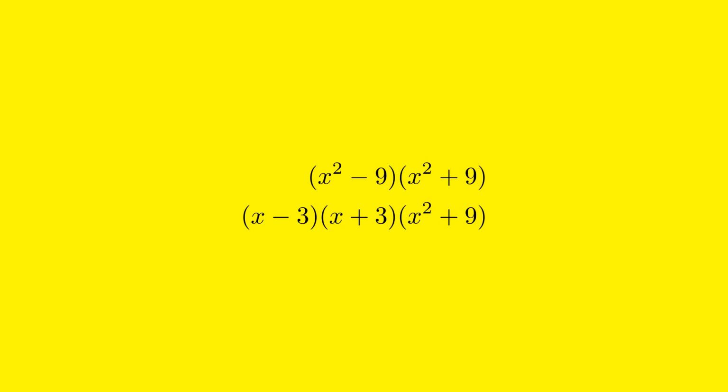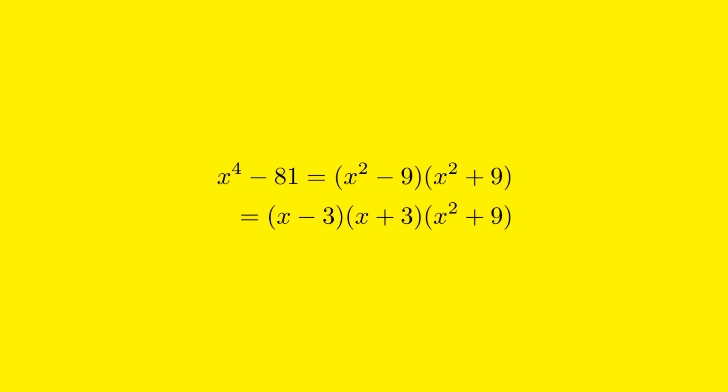As a result, the expression x squared minus 9 times x squared plus 9 now reads x minus 3 times x plus 3 times x squared plus 9. This completes the factorization.